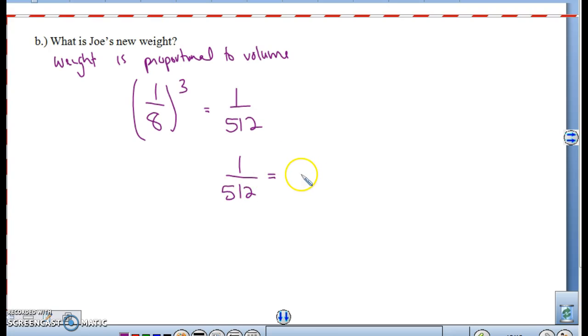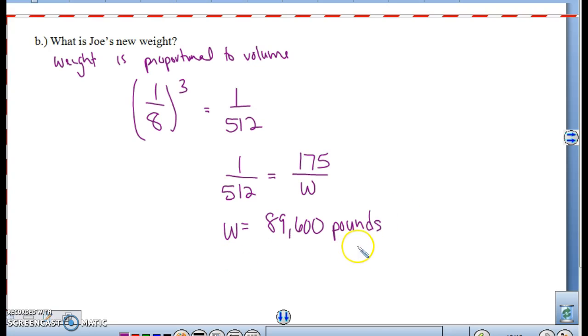Well, his weight, he was 175 pounds. What does he weigh now? Well, we don't know. Cross multiply, 512 times 175, he actually weighs 89,600 pounds. That's how much he's going to weigh now when he increases his volume by a factor of 8.